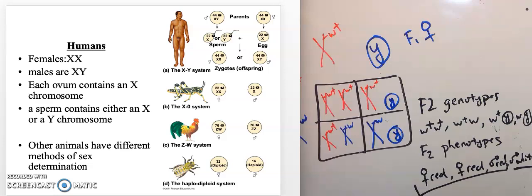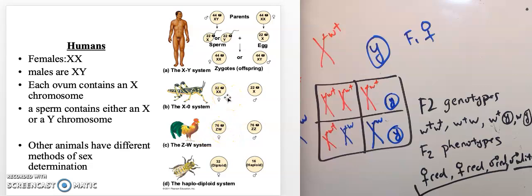In chickens, it's the opposite way. So most birds, it's the males that have two of the same sex chromosome, and it's the females that have two different chromosomes. So in birds, females are the heterogametic sex, the ones that have two different kinds of gametes. And the males all have the same kind of gamete. So to indicate this, in organisms where the males have two of the same sex chromosomes, they're called ZZ, and females that have two different chromosomes are called ZW.